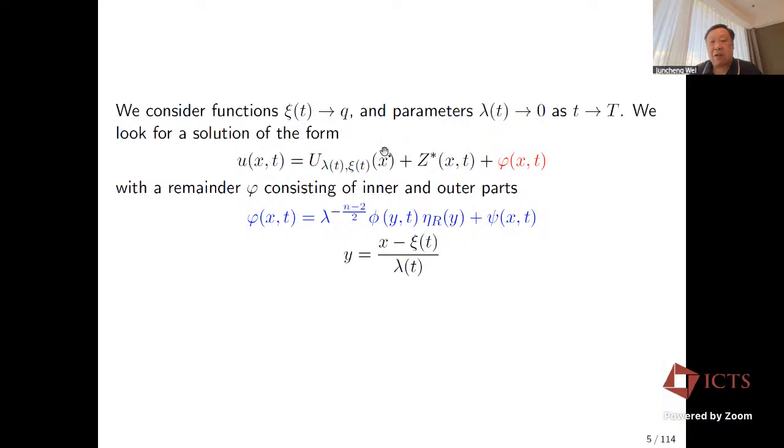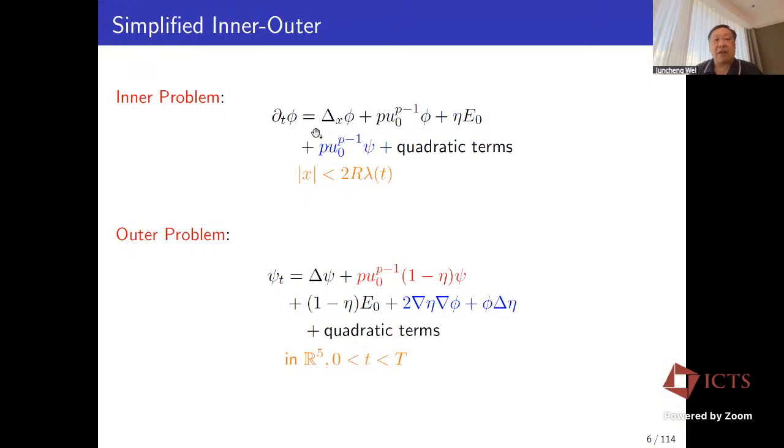So we take our Aubin-Talenti bubble, we add a linear solution to the heat equation, and then this will account for the initial data. And then phi is the error. So the remainder, phi, consists of an inner part and an outer part. So this is the inner part of phi, eta phi, and the outer part, psi. In the inner part, you use the rescaled variable, x minus psi over lambda. And so this is a simplified inner-outer GUI.